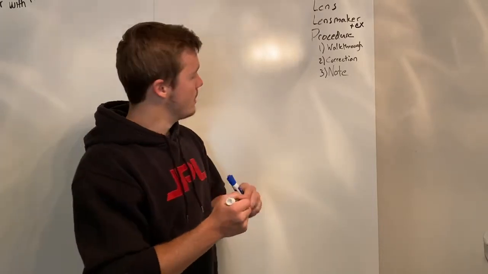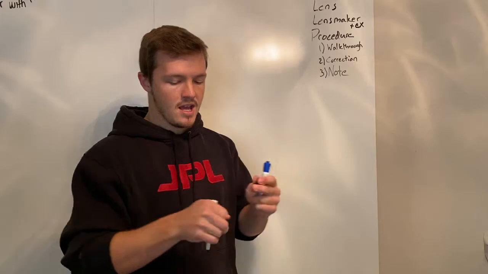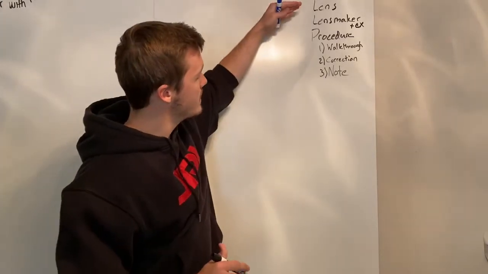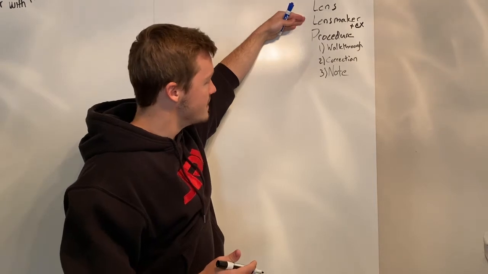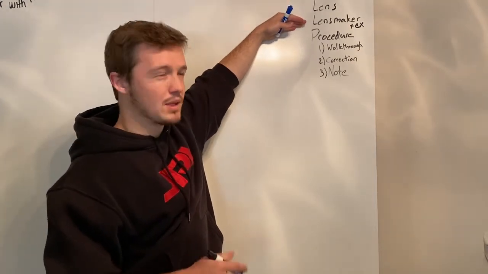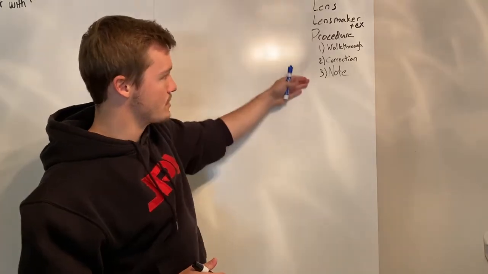Okay. So I wrote myself up a little list of things I'm going to talk about so I don't get too distracted. I'm going to overview what lenses are. That's what this week's lab is about. We're going to talk about the lens maker formula. I'm going to give a little example of that. And then I'm going to give you an overview of the 3 procedures.